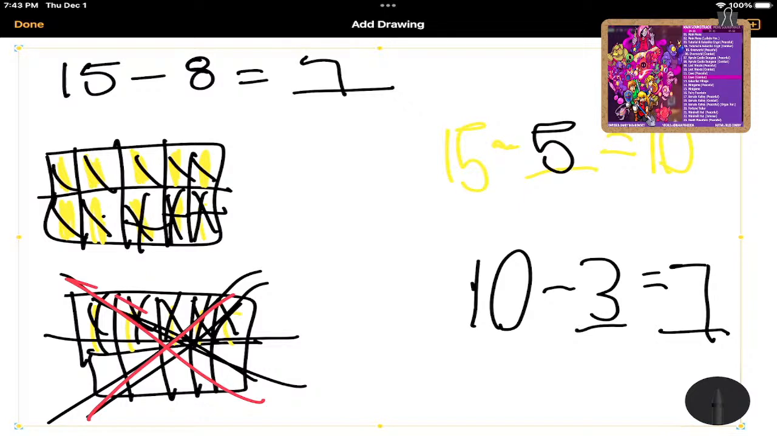And how do we check our work? By doing 15 in my head minus 8. 15, 14, 13, 12, 11, 10, 9, 8, 7. 7. Okay.